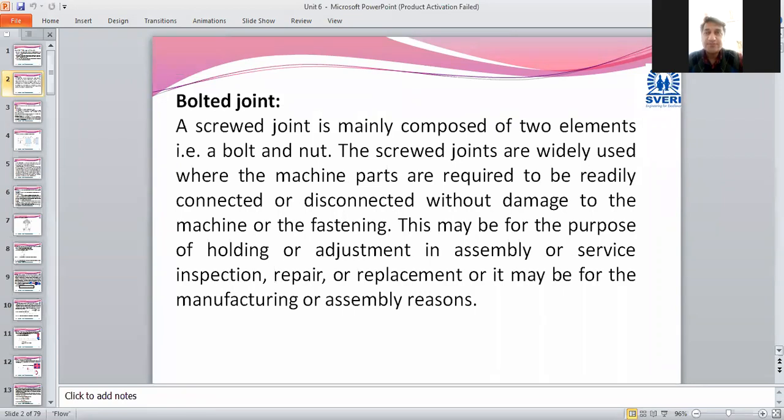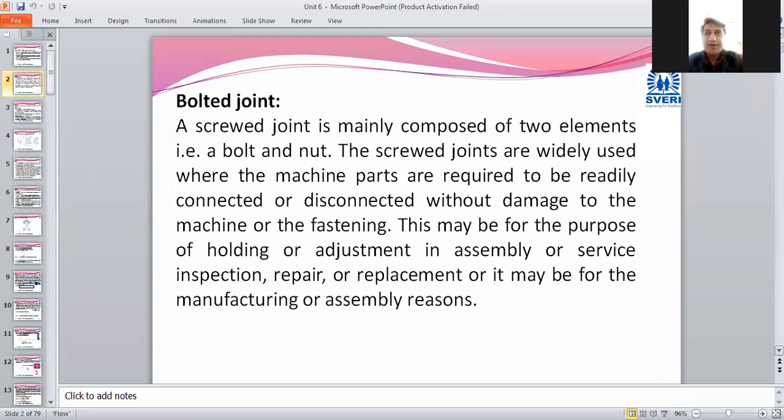At coupling. At coupling, which type of joint have you seen? Bolted joint. Bolted joint you have seen. Okay. And what is the purpose of that? It is easy to rejoint. Okay. Bolted joint, it is easy to disassemble. It is easy to assemble also.